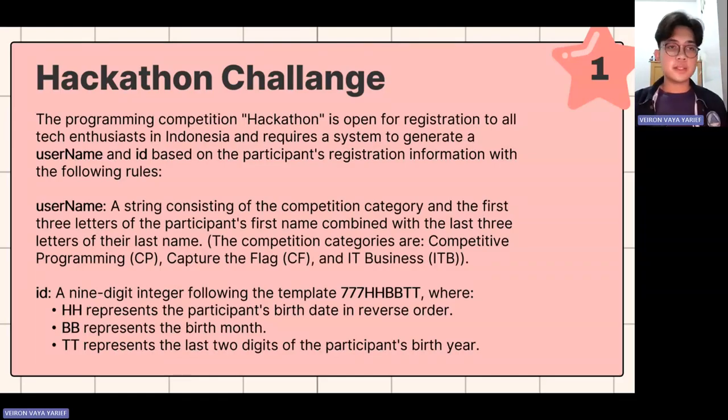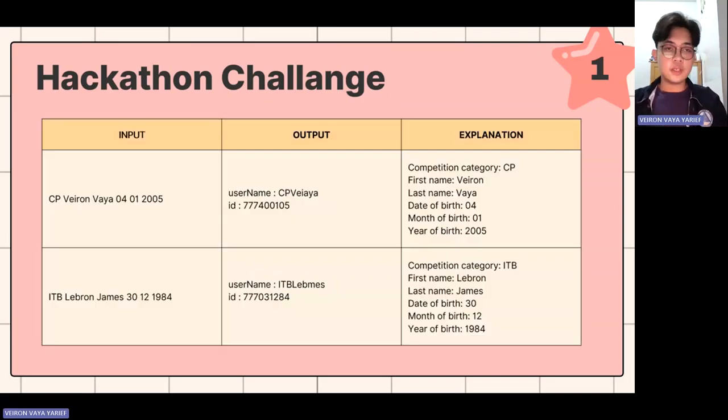In these particular questions, if you get this problem, maybe it takes a long time to read. What you do is jump to the input and output. If the question provides this, jump to here and we can learn what needs to be done. From the output, we have username and ID, so we know that the output will be two: username and ID. And what are the inputs? We have six inputs here: competition category, first name, last name, date of birth, month of birth, and year of birth.